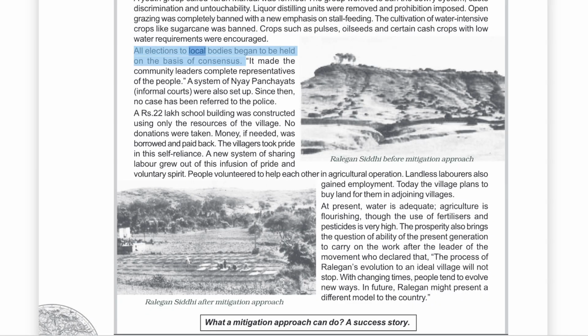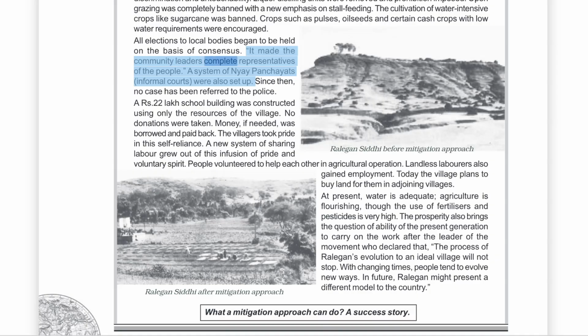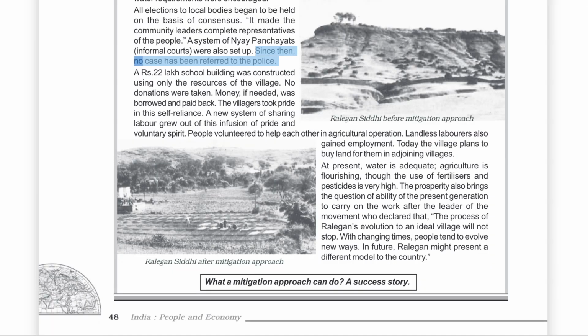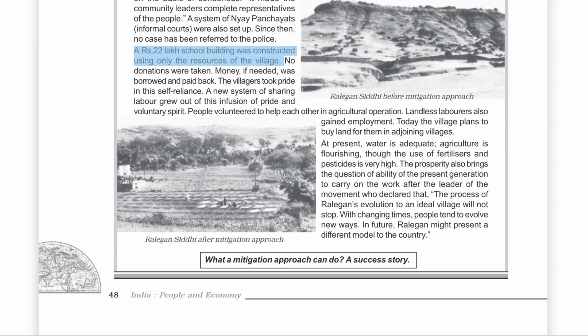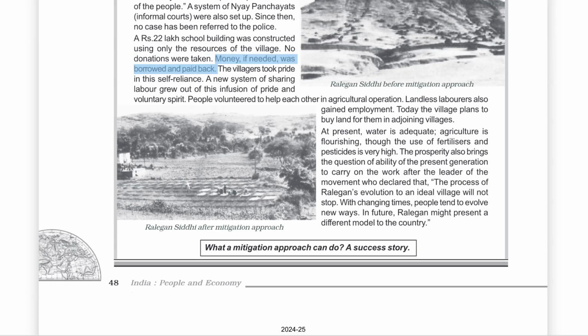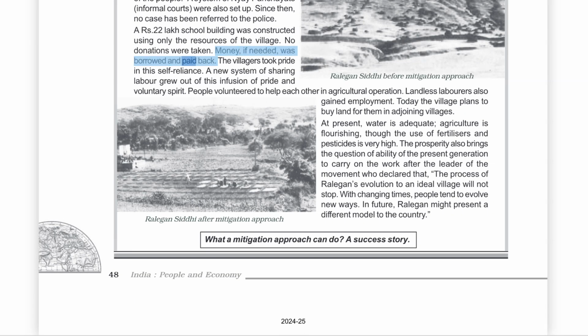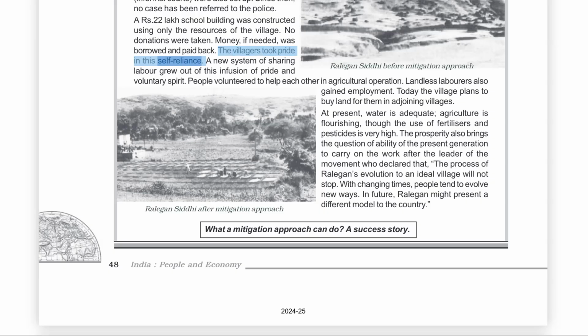All elections to local bodies began to be held on the basis of consensus. It made the community leaders true representatives of the people. A system of Nyay panchayats, informal courts, was also set up. Since then, no case has been referred to the police. A 22 lakh rupee school building was constructed using only the resources of the village. No donations were taken. Money, if needed, was borrowed and paid back. The villagers took pride in the self-reliance.